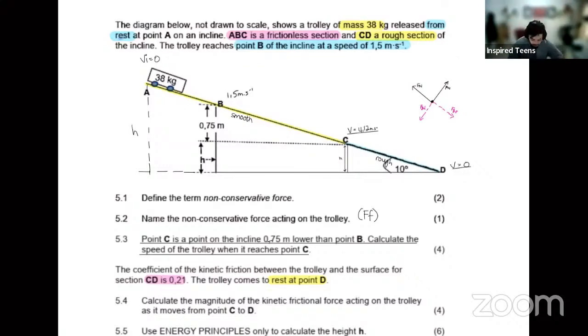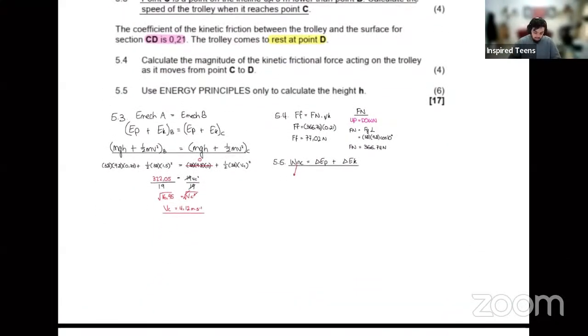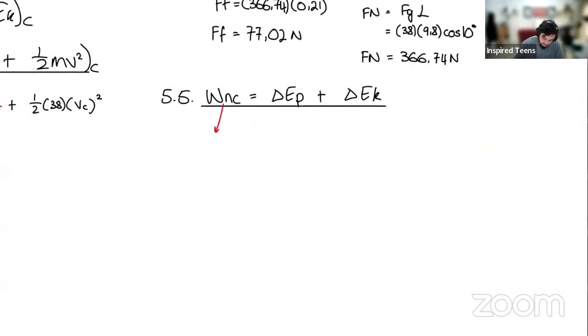Okay, so let's have a look. This is going to become work done by frictional force. This is equal to delta EP plus delta EK. So mg(H final minus H initial) plus half m(V final squared minus V initial squared). If these formulas confuse you, like taking the common factor, just let me know, then I'll use the full version.